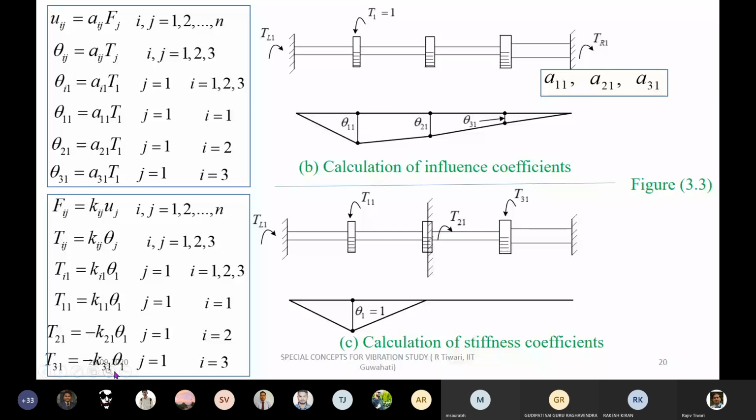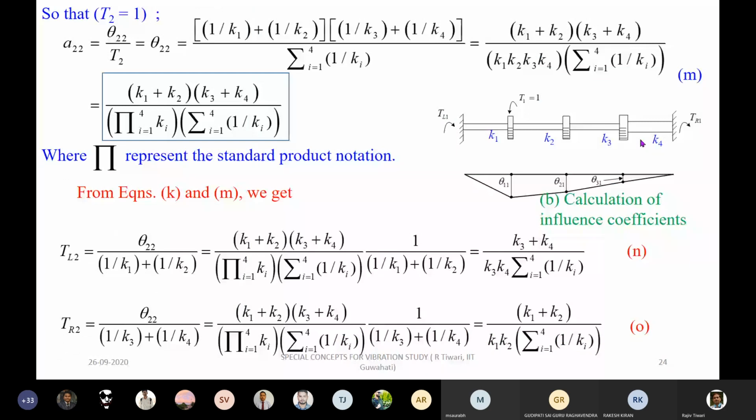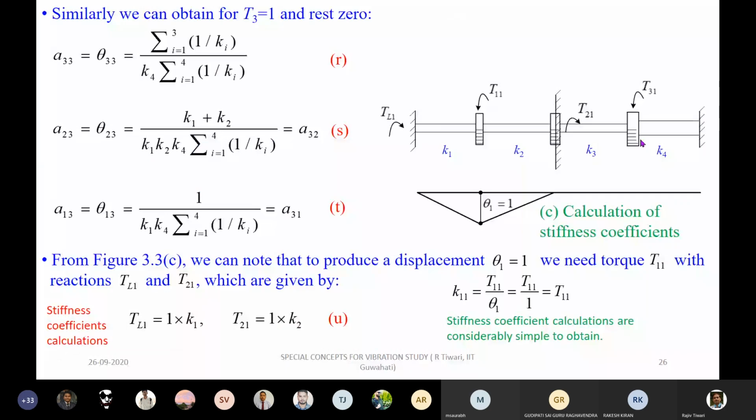So as I obtained in the previous case, the influence coefficient, now when I'm giving a unit displacement at the first location, keeping other displacements 0, I can get K11, K21 and K31. So now with this concept, let us see how we can get this. This is simpler as compared to the influence coefficient.